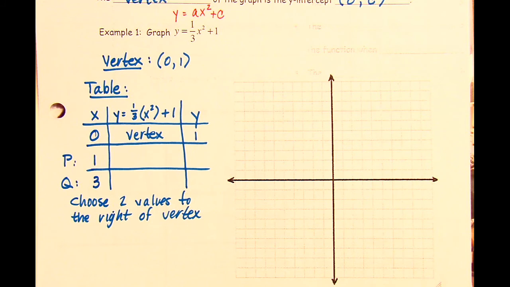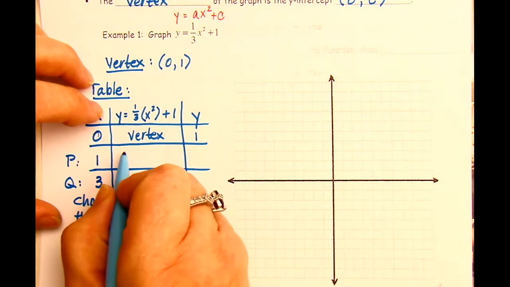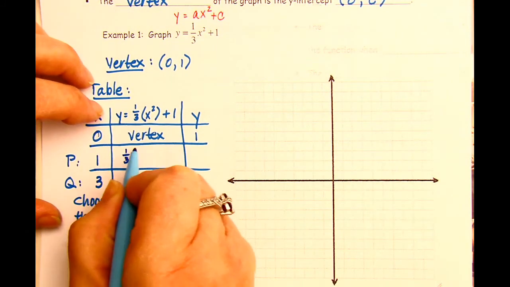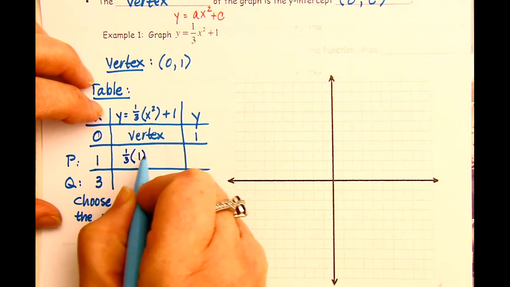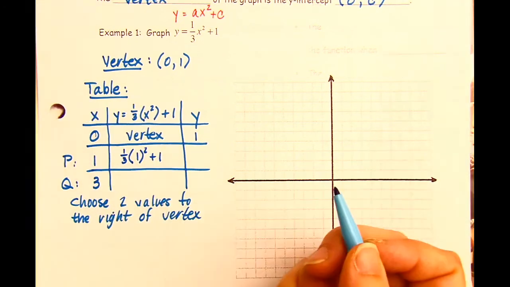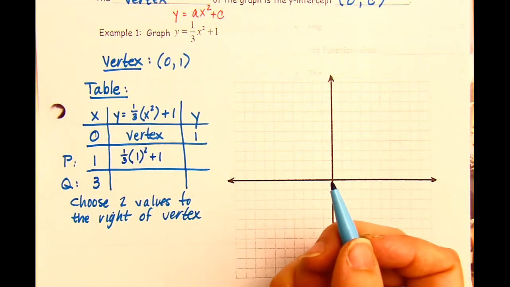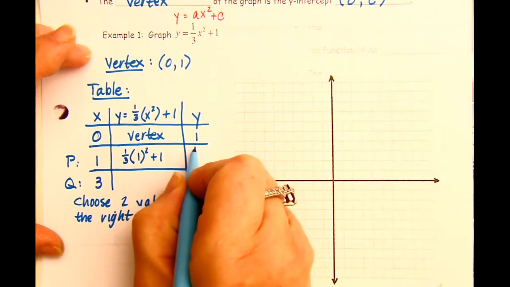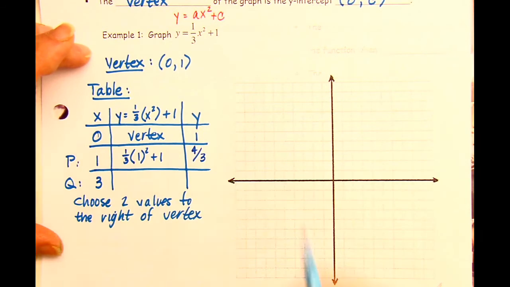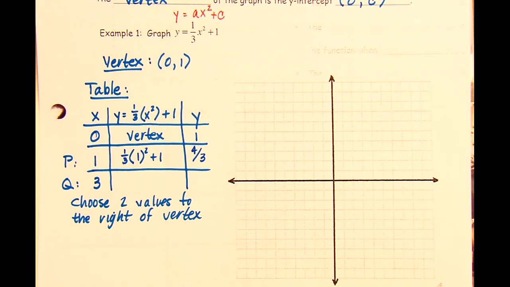All right, so when I substitute into the original function, this is 1/3 times 1 squared plus 1. Well, 1 squared is 1 times 1/3 is 1/3 plus 1 is 1 1/3, or 4/3. Folks, do not give me decimals. Some of you keep doing that. You must give fractions. Thank you.